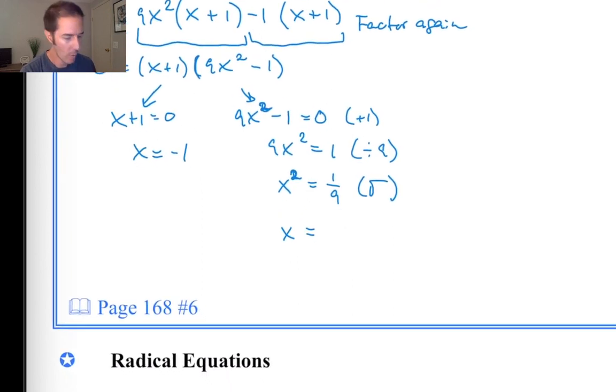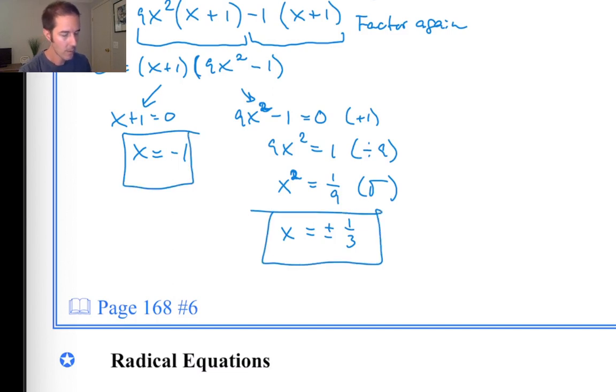And the square root of 1/9 is plus or minus 1/3. Positive 1/3 times positive 1/3 gives us 1/9. Negative 1/3 times negative 1/3 also gives us 1/9. So these are your 3 solutions, and if you're entering these online, you'll probably have to write them as 3 actual separate solutions separated by commas. Negative 1, comma, 1/3, comma, negative 1/3.